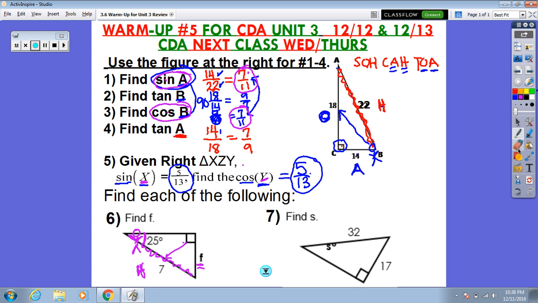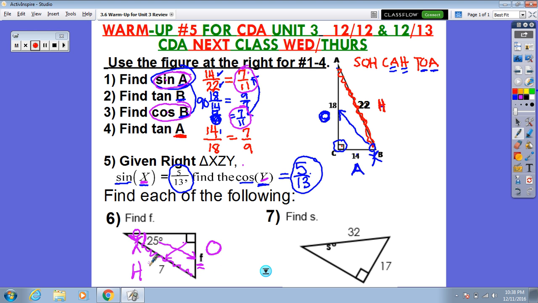Let me clean that up because it looks a little sloppy. Alright, so this side is my H. It's the hypotenuse. Now, what would F be looking at it from the little man's perspective? This would be the opposite side.